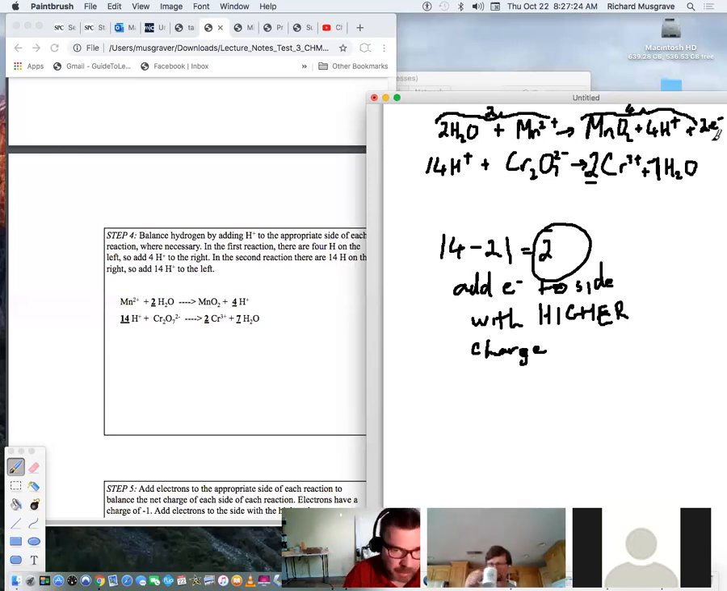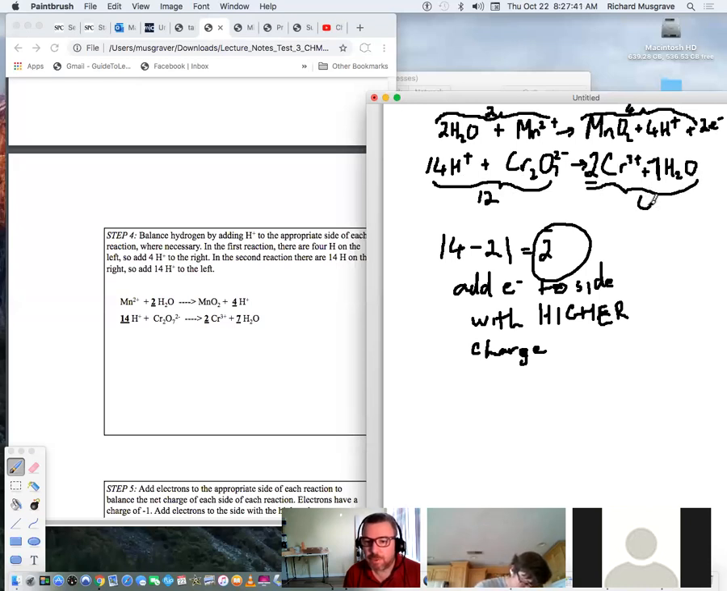All right, so looking at the reactant side first, the total charge on this side is going to be 14 minus 2, which is 12. Then on the other side, we've got 2 times 3 plus, which is going to be 6. Remember, the water doesn't have a charge. The difference between the two, 12 minus 6, is going to be 6. So we need to add 6 electrons. We add the 6 electrons to the side with the higher charge, which is 12. 6 electrons goes over here.